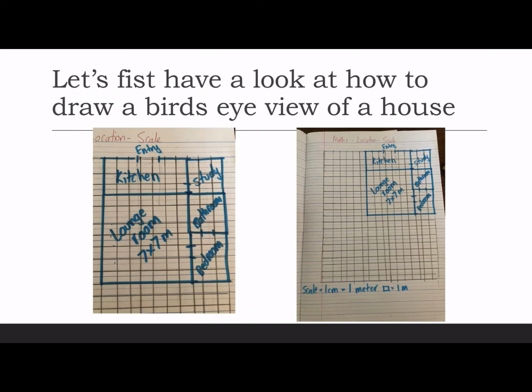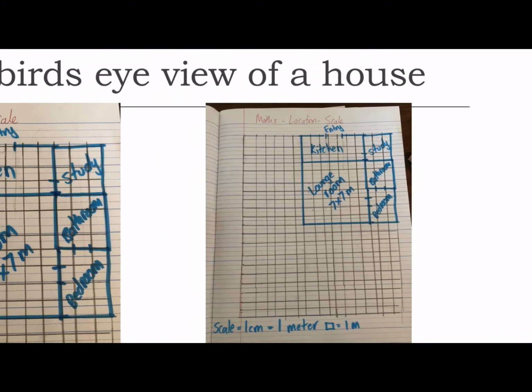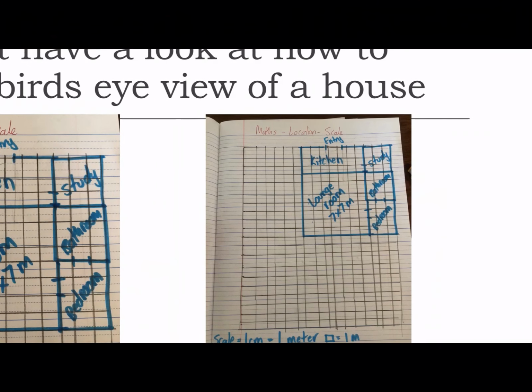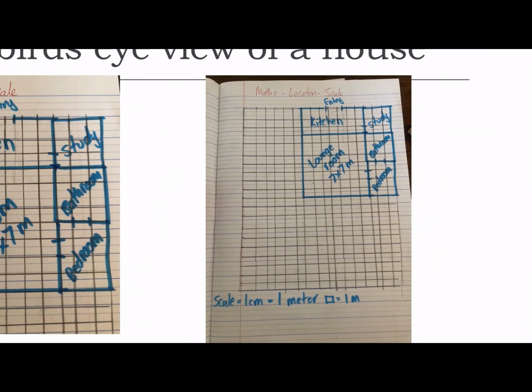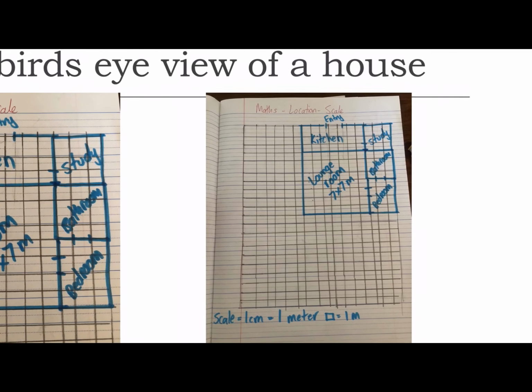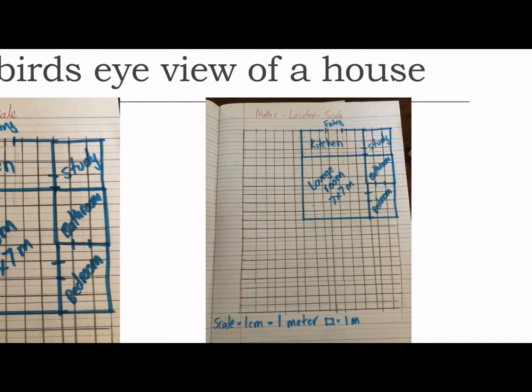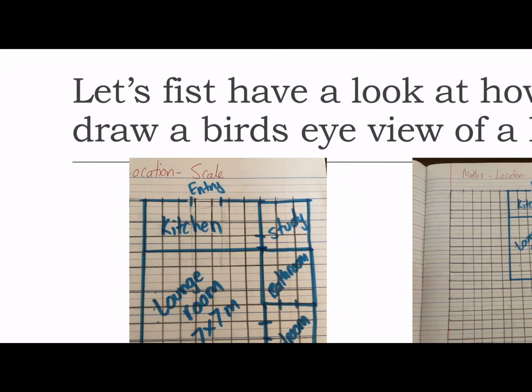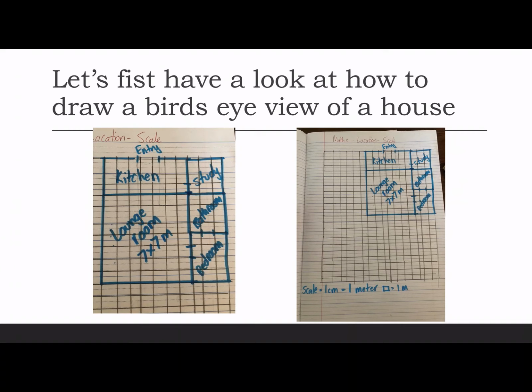I've labelled all the doors, as you can see, the entry, and I have drawn to scale, which I'm about to show you, the size of the rooms. So we know that 1 centimetre equals 1 metre. So you can see on my lounge room there is 7 squares across and 7 squares down to show the area of 7 by 7 metres of my lounge room. Now, how do I draw the rooms to scale? Let's have a look.